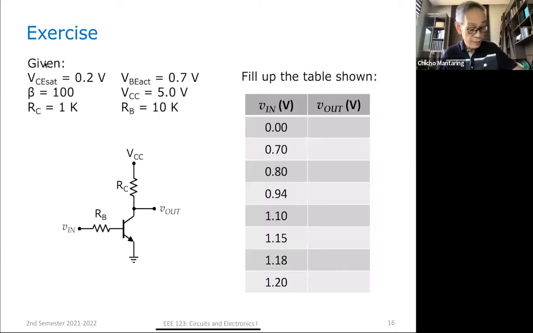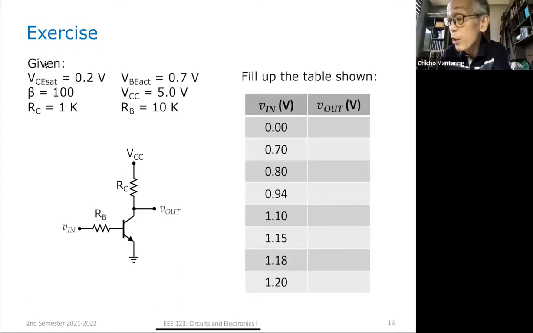Let's do an exercise. So this is my transistor circuit. I have an input voltage applied through a resistor to the base of my NPN transistor. I get my output at the collector, so my output is actually equal to VCE. Vout is equal to VCE. I have a collector resistor between my supply voltage and my collector. And these are the values of my circuit elements and also of my transistor parameters.